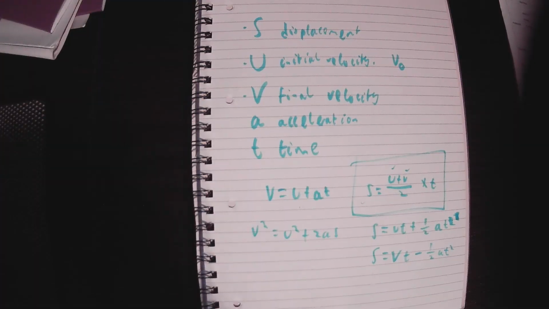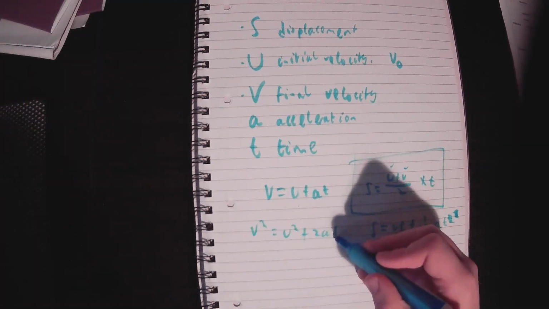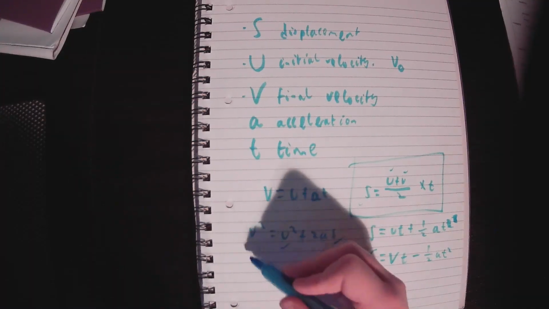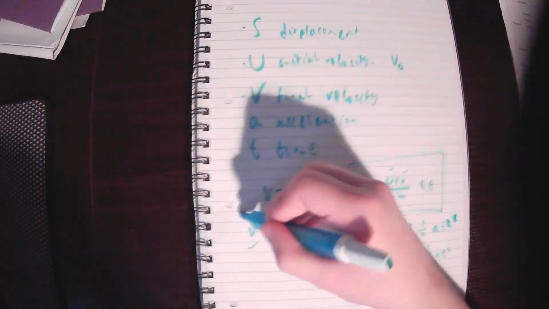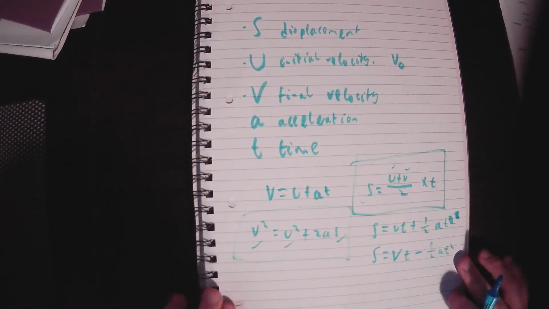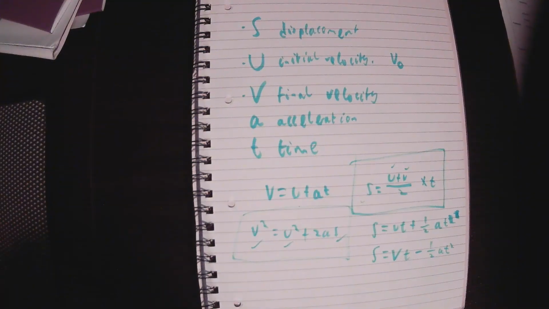And now let's check for the others. Does this equation have S? Yes. Does this equation have U? Yes. Does this equation have V? Yes. So using this equation, we can find the acceleration. And that is basically how it works. You can take any three unknowns, check which equations have all three of those in, and use that to find the fourth unknown in that equation.